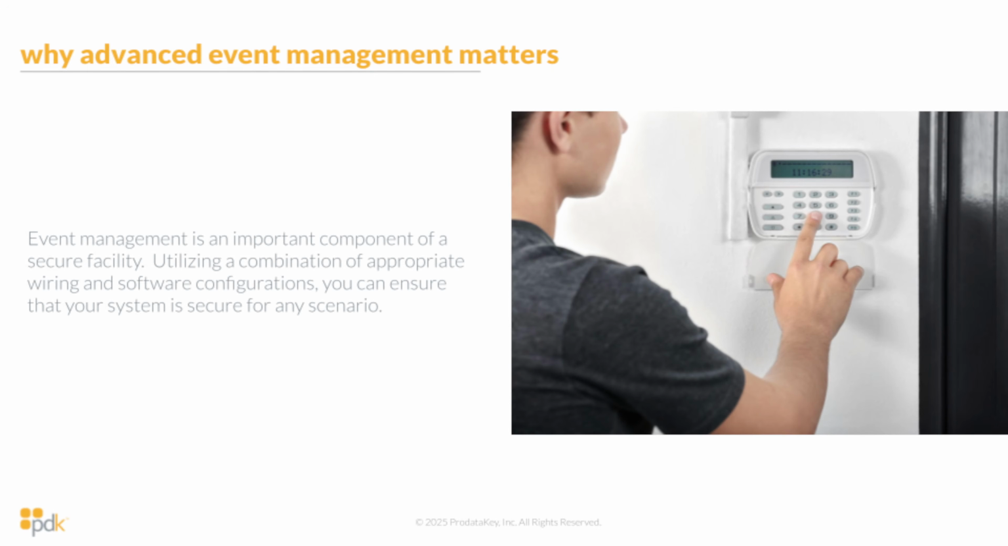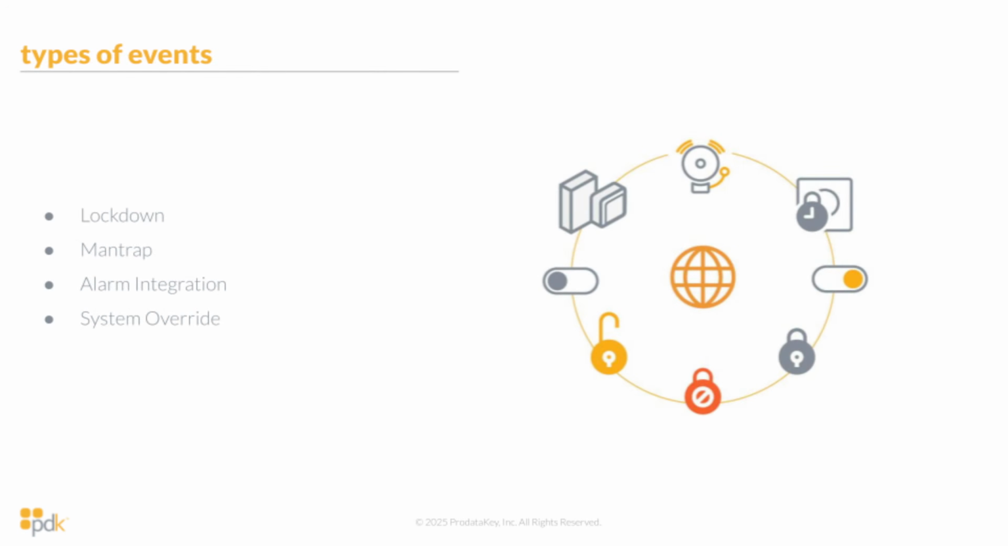All right. So this can be an important safety feature for a lot of important applications. Think of schools and secure buildings, campuses, churches, whatever the case is. You may need to utilize one or even multiple safety components in order to secure that facility. So these are the different combinations that we are going to cover, including lockdown, mantrap, alarm integration, and system override.